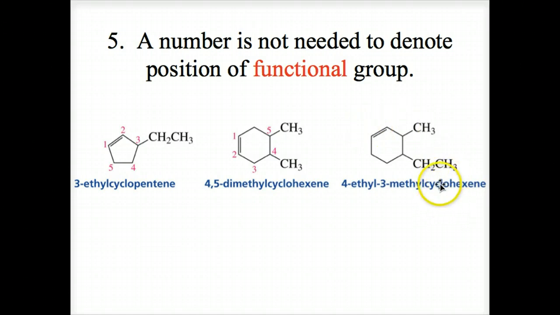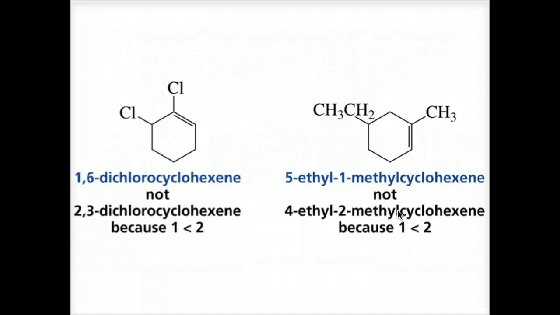Notice we don't have to indicate where the double bond is in this case, in any of these cases, because it's assumed to be between 1 and 2. But then we number it in order to get the lowest number on the functional groups. Very consistent rules. Okay, and now here is an additional slide with examples.